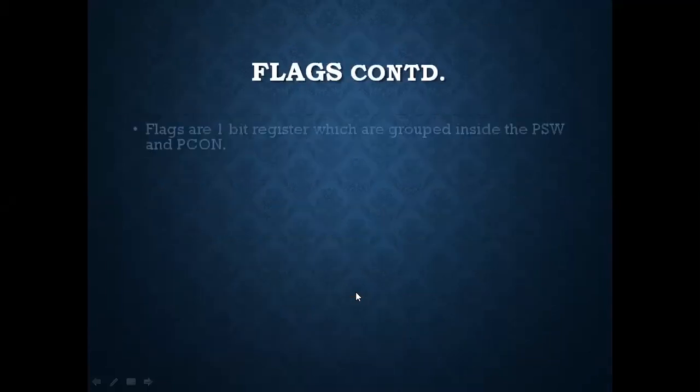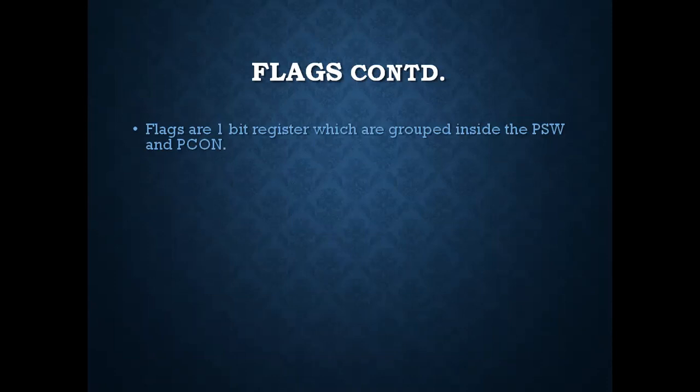Now, the very important thing about the PSW, the program status word register, is that it can be accessed bit by bit. I mean, you can use it together, as well as bit by bit accessible. So these flags are 1-bit registers which are grouped inside the program status word and the power control register.